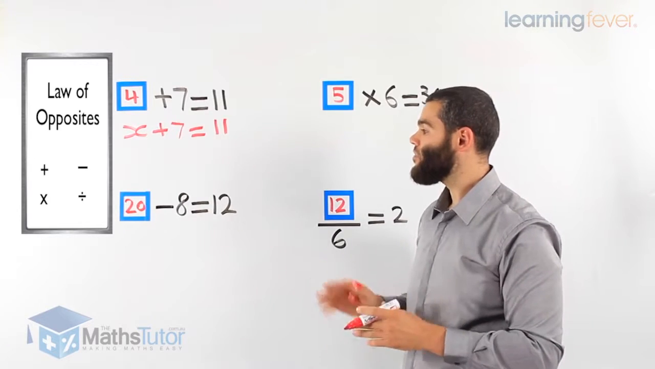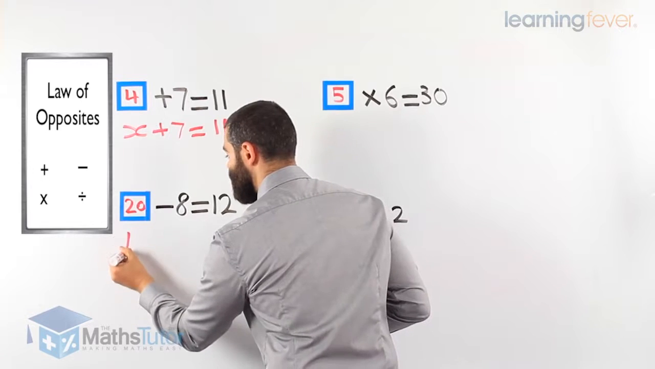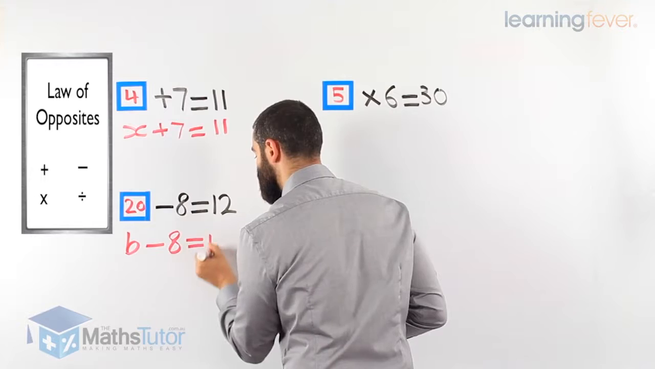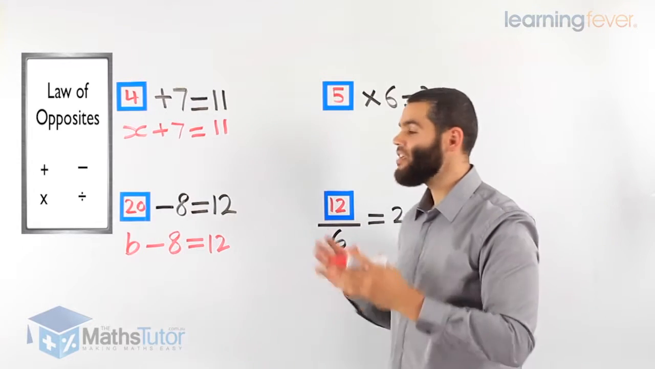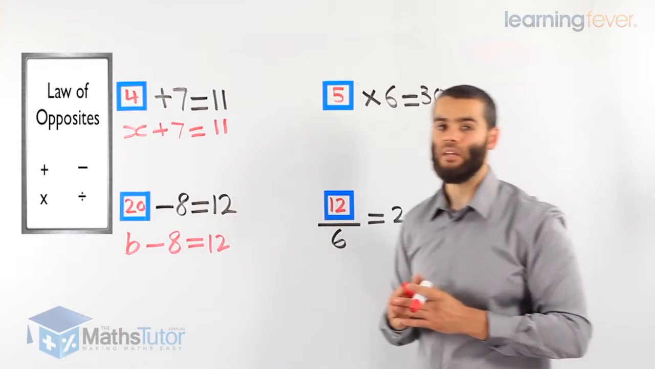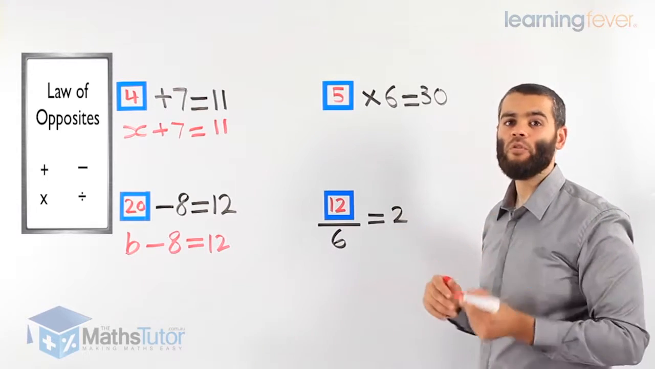Here, something take away 8 is 12. We can put a missing number, doesn't really matter what it is. b minus 8 equals 12. So our pronumeral in this case is b. Something take away 8 is 12. Instead of a box, we put a b. Here, you can put a y, you can put an m, whatever pronumeral you like.